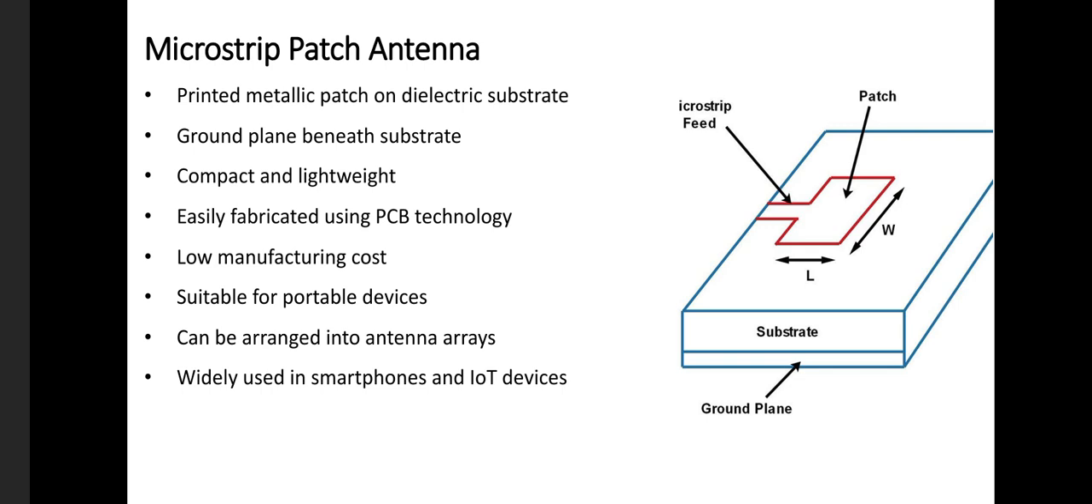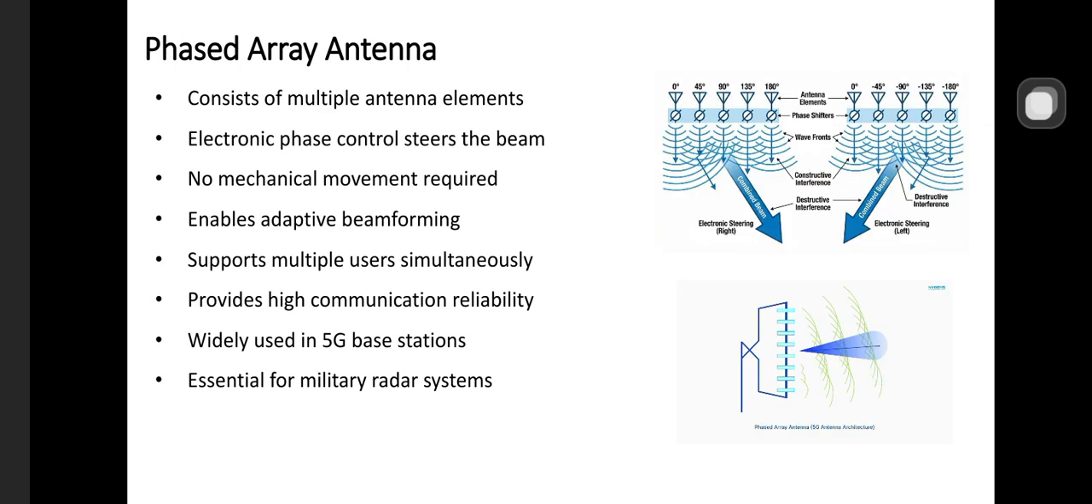This is the basic structure of microstrip patch antennas, where there will be a ground plane made up of conducting material, and a substrate above the ground, which is of non-conducting material, and above which we will be placing the microstrip patch, and this is the microstrip patch feed.